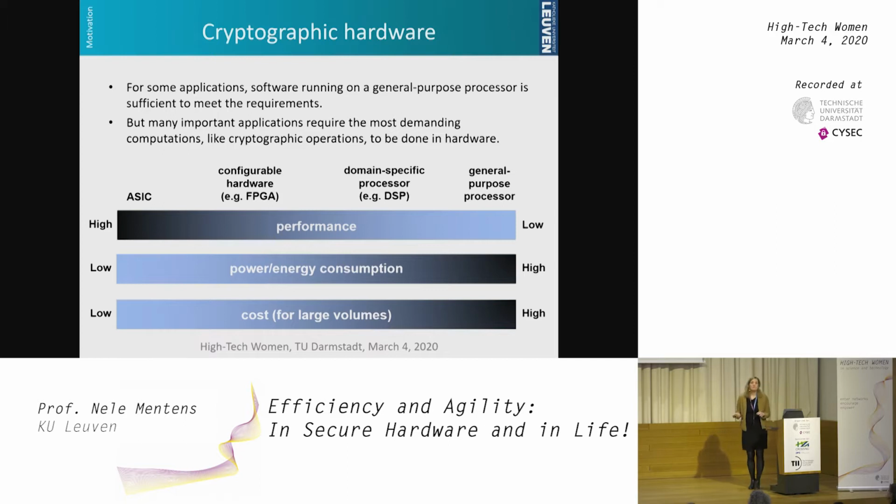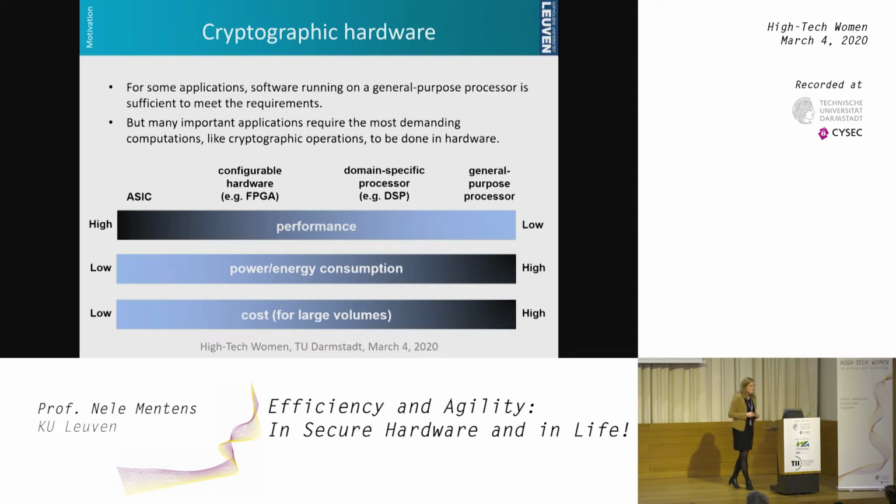For some applications, it's enough to have a general purpose processor to meet these requirements. But for other applications, it's not enough to have a general purpose microprocessor with some software code running on it. For those applications, we need specialized hardware to run the cryptographic algorithms. The overview that I put here shows the whole spectrum. On the left side, you can see fixed chips, or ASICs, and on the right side, general purpose microprocessors. As you can see, ASICs perform better when we look at speed or performance. They also consume the lowest power or energy. And when high volumes of these chips are produced, they come at a very low cost. General purpose microprocessors are completely on the other side. And then we have some different types of platforms in between.